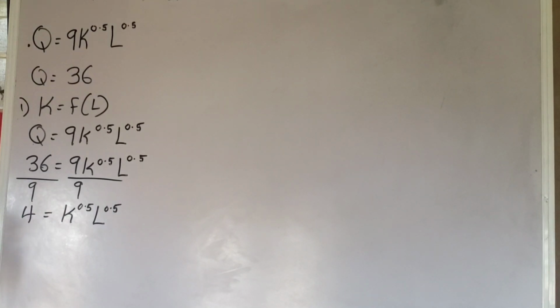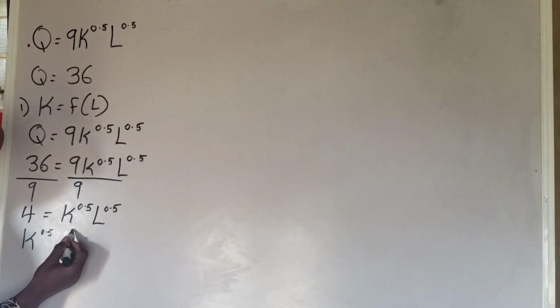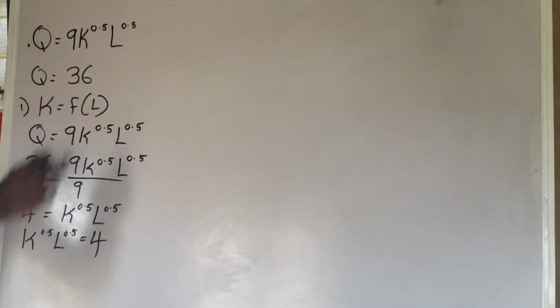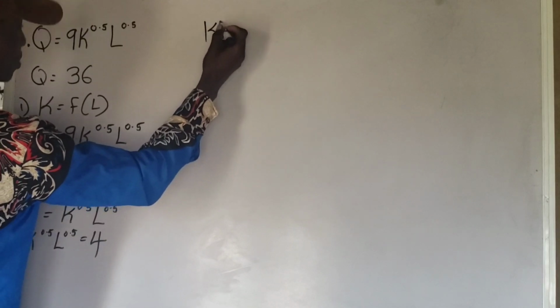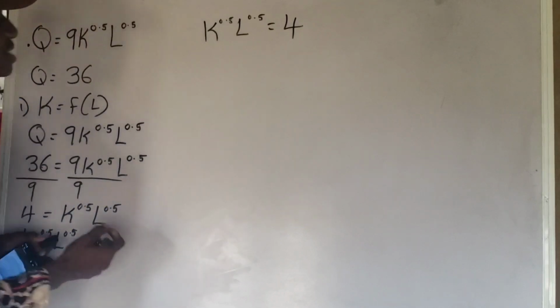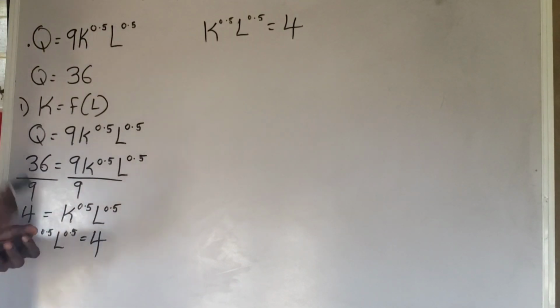Having gotten to this place, by transposition, I can have K^0.5 L^0.5 equals 4. I've not done anything, I just interchanged the left hand side and the right hand side of the equation. Now, the next step is to divide both sides by L^0.5. You know that my goal is to make K the subject of the relation, so I want to make K stand alone.